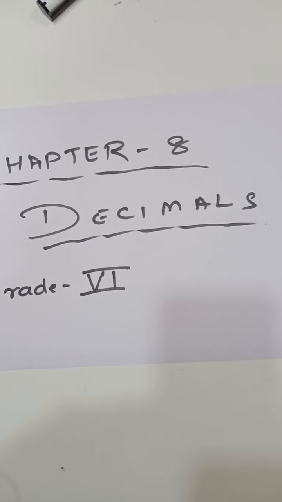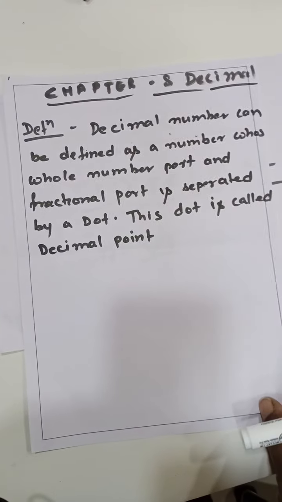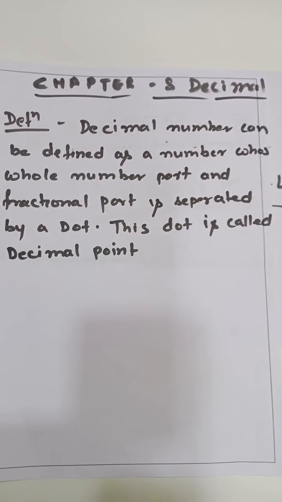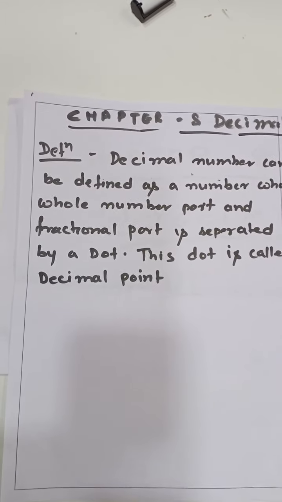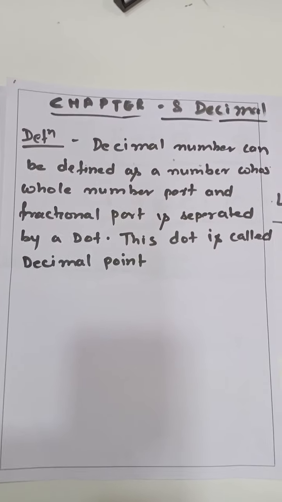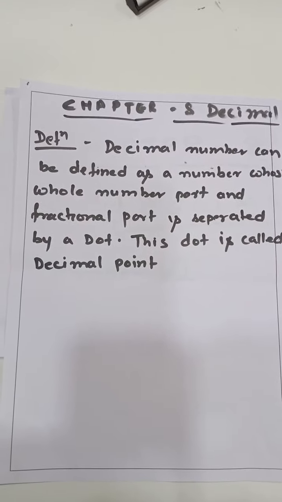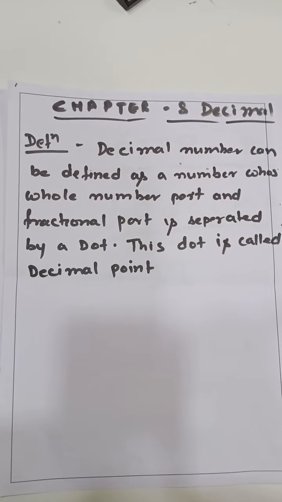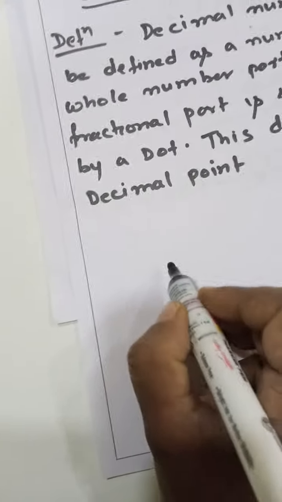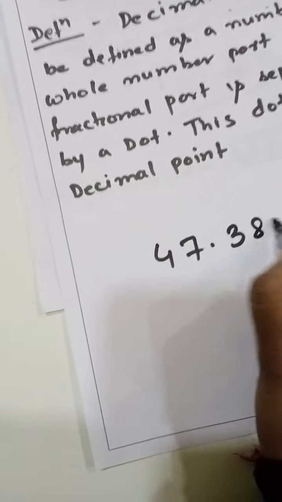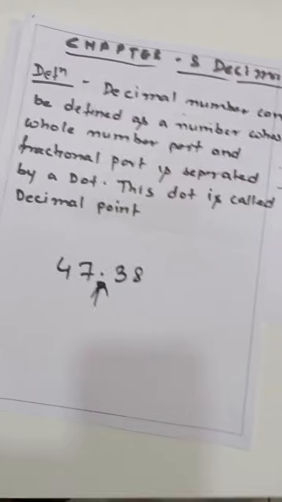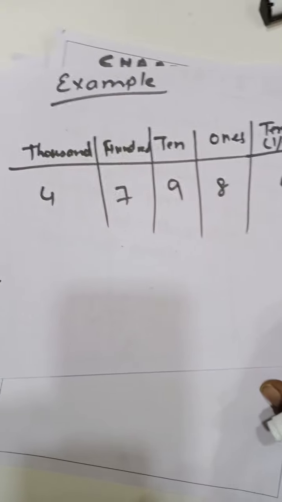Okay, so first of all, let's try to understand the definition of the word decimal. A decimal number can be defined as a number whose whole number part and fractional part are separated by a dot. Now this specific dot is called a decimal point. So you must have seen many cases like this where numbers are written as 47.38. This dot that you see over here is known as the decimal point.